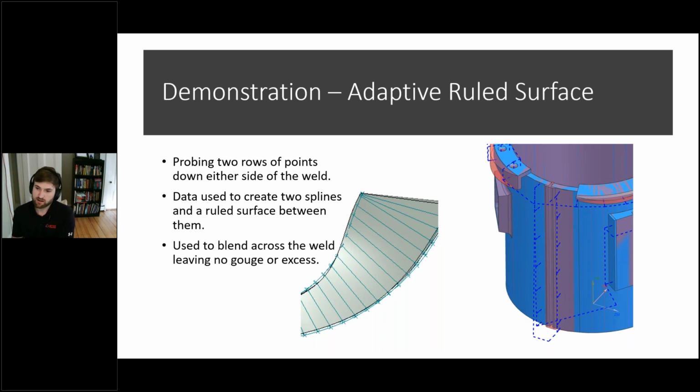And this comes straight from a customer requirement, where we had a customer that was blending tubes together, or welding tubes like this together, and they were leaving a lot of gouge and excess that required a lot of bench time. We were able to go in and probe and make it so it blended off smooth, leaving no gouge or excess, and saved a lot of cycle time on their end, a lot of manual labor.